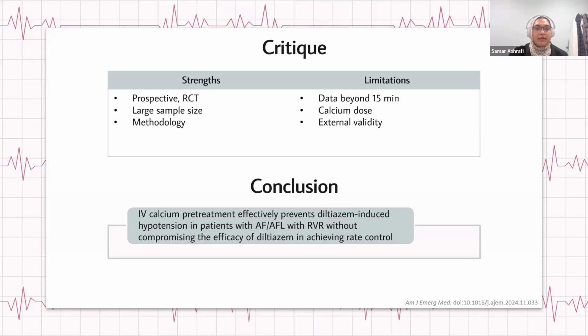So overall, they concluded that giving calcium effectively prevents Diltiazem-induced hypotension in these patients without compromising the efficacy of achieving rate control, which is, of course, the biggest thing we want to achieve, but also not compromise at the expense of giving this additional agent.